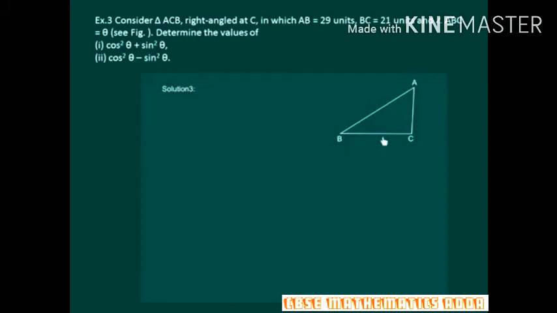Next question, consider the triangle ABC right angled at C, in which AB equal to 29 units, BC equal to 21 units, and angle ABC equal to angle theta. Consider this angle B equal to angle theta, and we have to find out cos square theta plus sin square theta and cos square theta minus sin square theta.